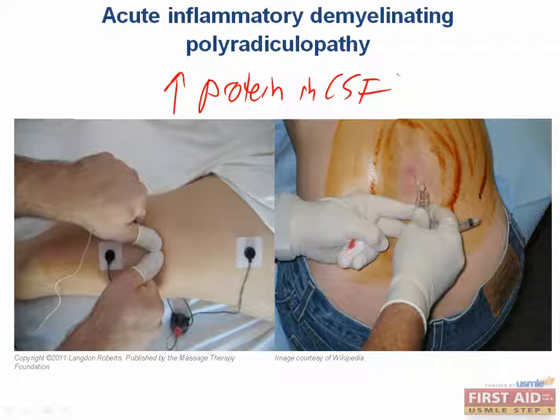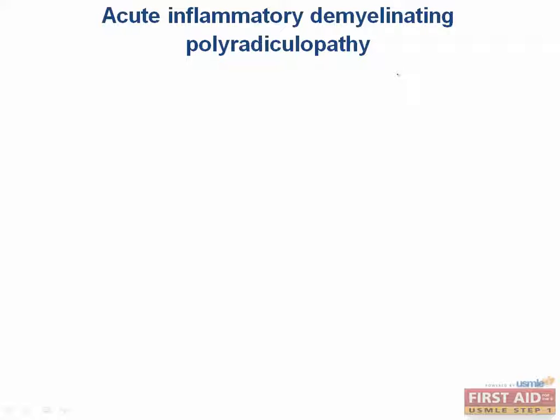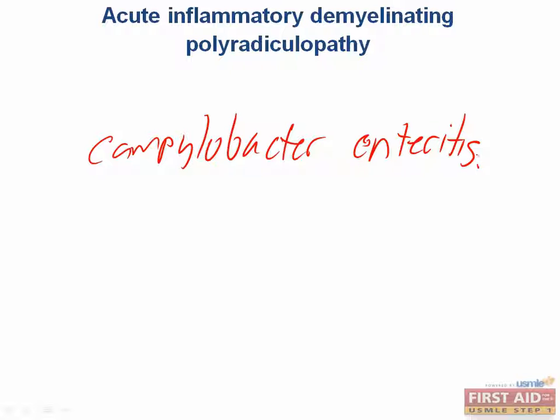You would also see changes on the EMG that would correlate to the muscle weakness that you see in the disease. It has an unknown etiology, but sometimes it follows infections, vaccinations, or surgical procedures. So what is the classical infection associated with GBS? Well, that would be Campylobacter enteritis. Now, herpes virus infection can do it as well.